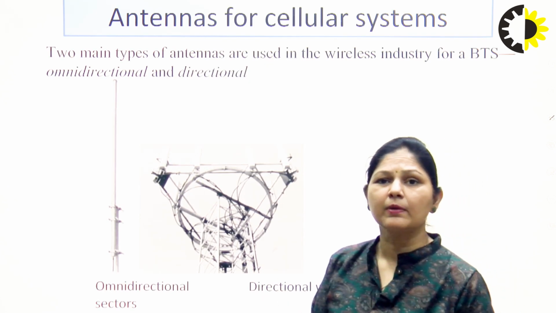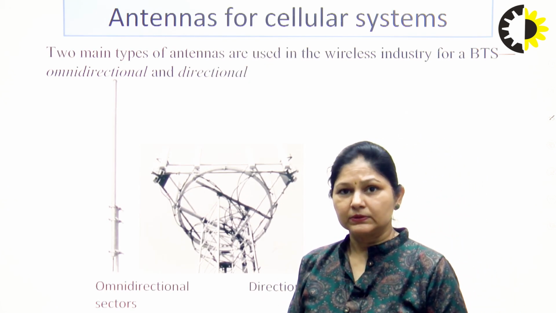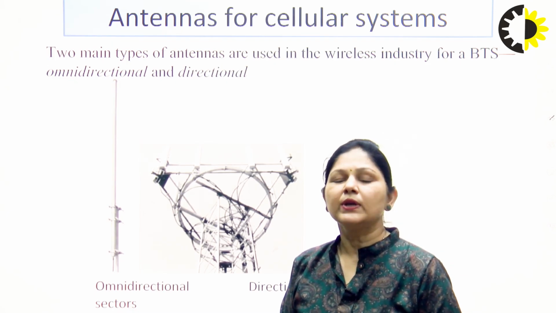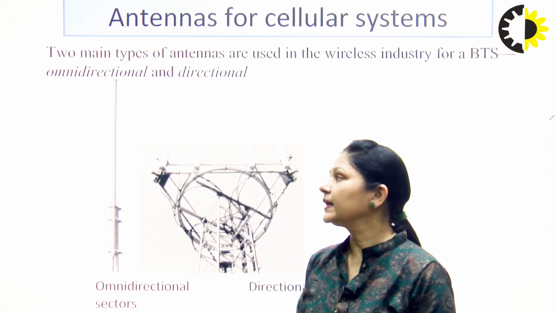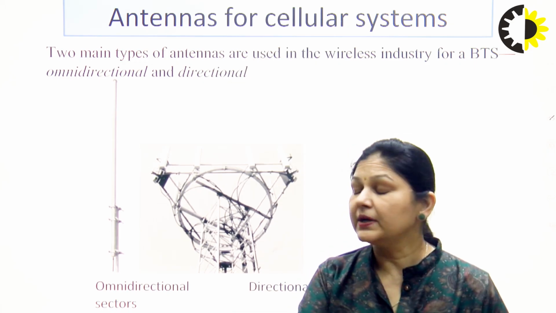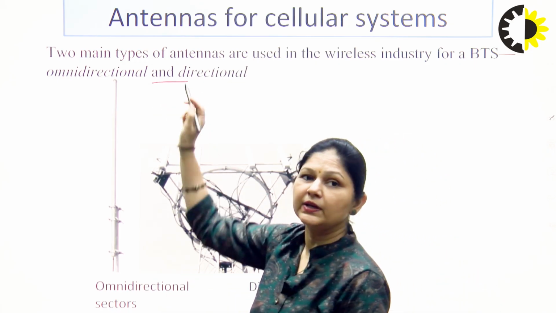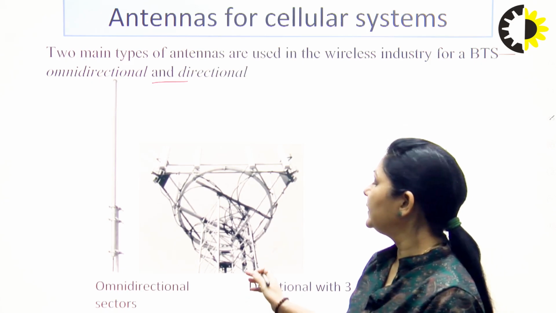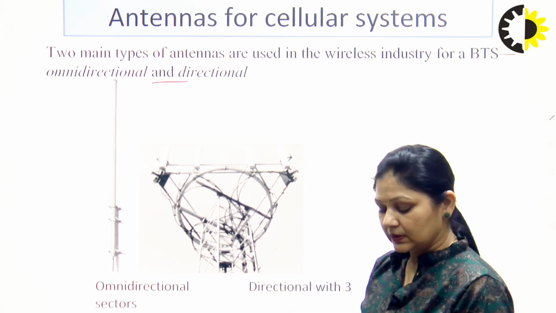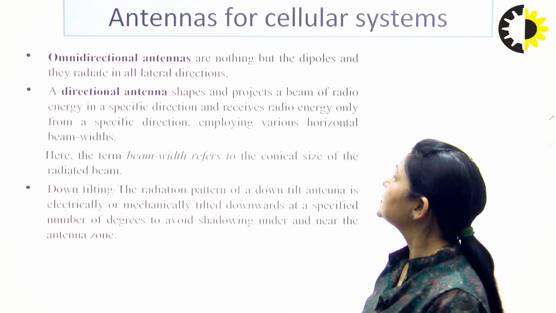Firstly we will talk about the antennas that are used for cellular system. Two types of antennas are used for cellular system, that can be omnidirectional and directional antenna. So this is the picture showing the omnidirectional and directional antenna.